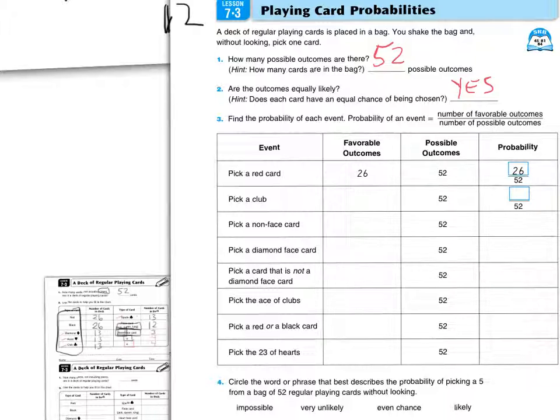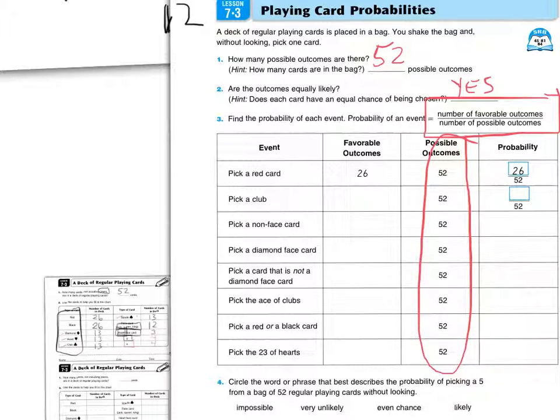Okay, so next we're going to find the probability of the event. The key to this is this little diagram here. It says the number of favorable outcomes over the number of possible outcomes. We know possible outcomes on all these is 52. First one is pick a red card. There are 26 red cards, so the probability would be 26 out of 52.